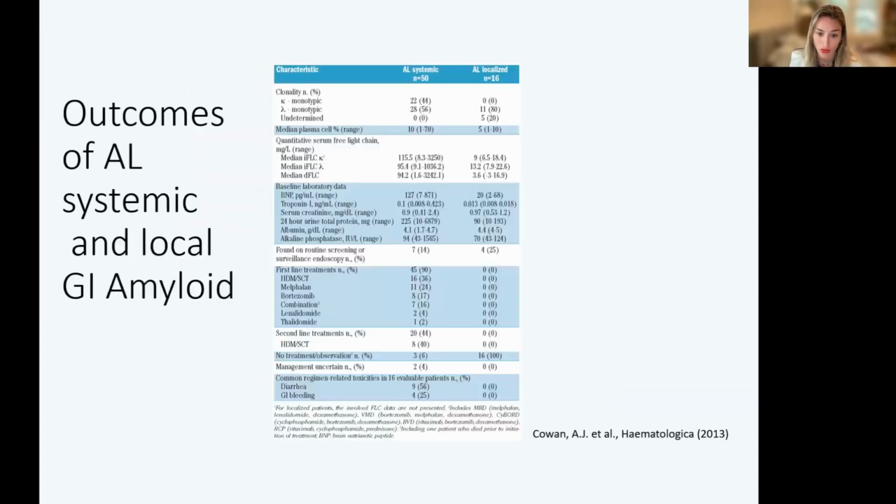And what's important to note here is that patients with treatments that were offered developed a lot of symptoms potentially related to their treatment. So in that systemic cohort of amyloidosis, over half the patients developed diarrhea and a quarter developed GI bleeding, which may be related to their treatments. So not only does the disease itself present with symptoms, but the treatments can also exacerbate some GI symptoms.